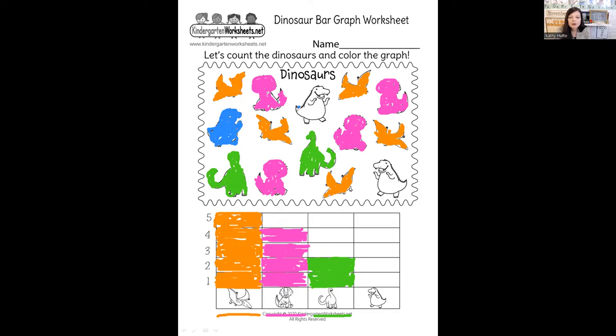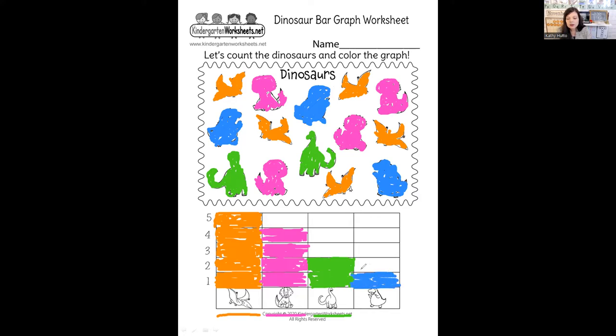And here's one. Do you see any more T-Rex dinosaurs? One more. Oh, I see it way down here. Okay, I'll color it. Now how many blue T-Rex dinosaurs did we color? One, two, three. So let's color in three spaces.